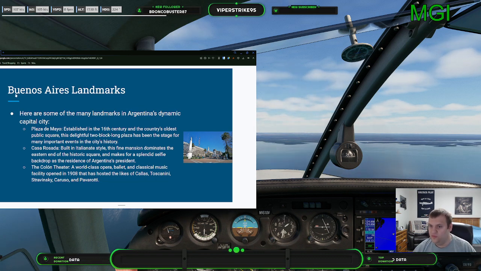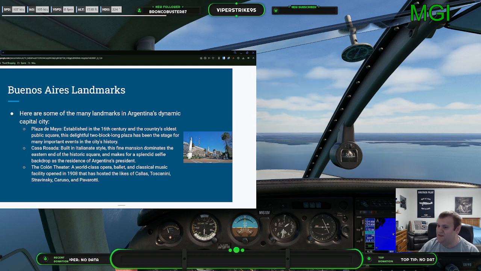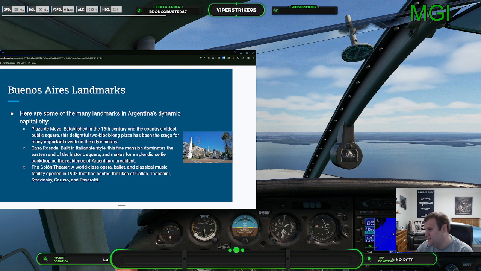One of the really cool parts is the Casa Rosada. This fine mansion dominates the eastern end of the historic square. It makes for a backdrop as it's the residence of the President of Argentina at the Casa Rosada.